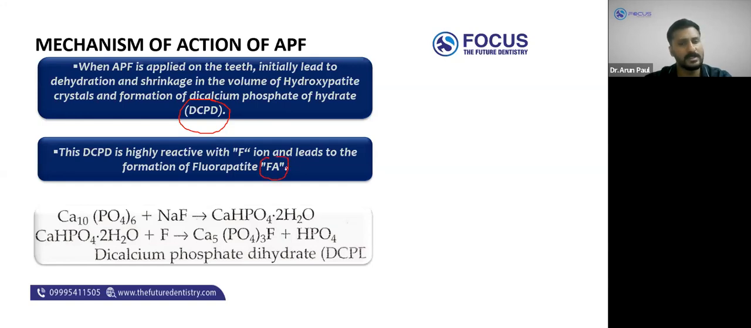Fluorapatite is always our desired end product. Unless fluorapatite is formed, it does not exhibit any anti-caries effects. So dicalcium phosphate dihydrate is the intermediate compound responsible for the anti-caries effect of your APF.